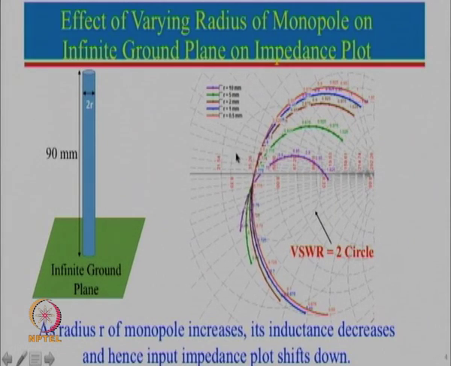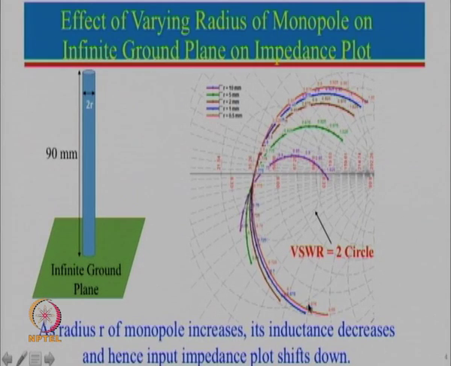Here we have plotted for different values of radius, and one can see that as the radius of the monopole increases, that means from a very thin dipole to a very thick dipole, its inductance will decrease. So, this is the plot for the very thin radius, and as you keep on increasing the radius, it will come over here.